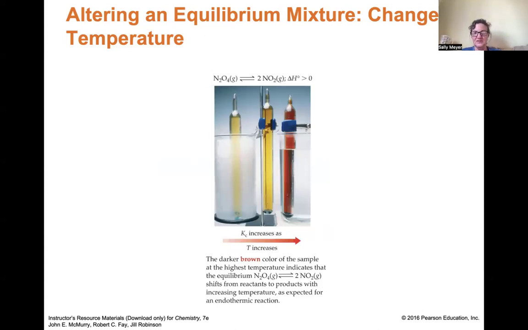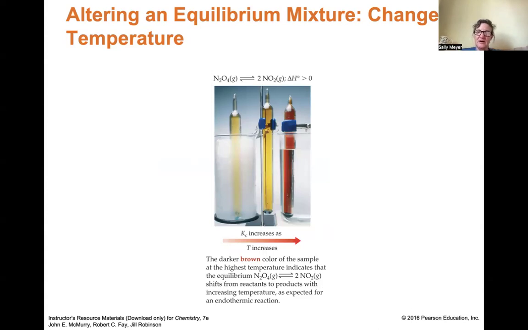This is just showing you the same reaction that we looked at the beginning, where the product is brown. If you have it in an ice bath versus room temperature, you can see the difference in color. There's more product when it's warmer, and that's because delta H is greater than 0, as it shows you.